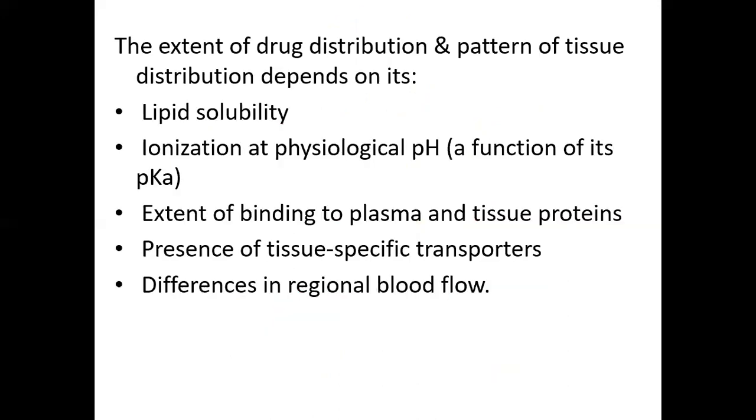So the extent of drug distribution and pattern of tissue distribution depends, as we've learned a couple of minutes back, on lipid solubility, ionization at physiological pH, extent of binding to plasma and tissue proteins, presence of tissue-specific transporters, and differences in regional blood flow. These all govern drug distribution.